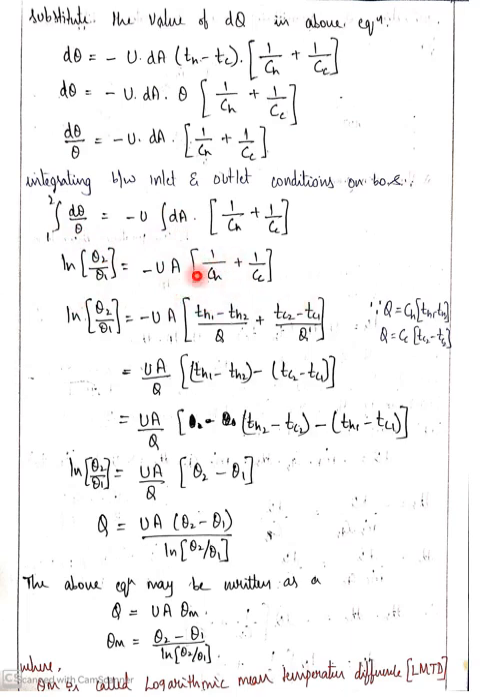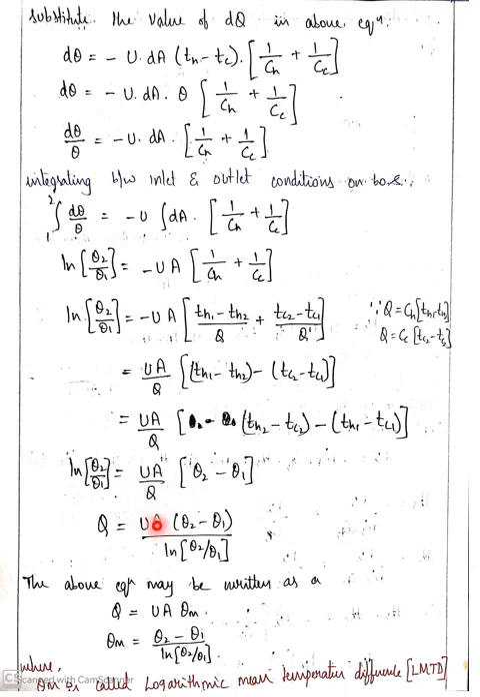We know that C_h we have considered there. Just substitute C_h with this formula. If you replace C_h with this formula, you will get this. Take Q common and rearrange the equations. So there you will be getting this. We know that theta 2 is the temperature difference at the outlet, and theta 1 is the temperature difference at the inlet. So if you rearrange it, you will get this.